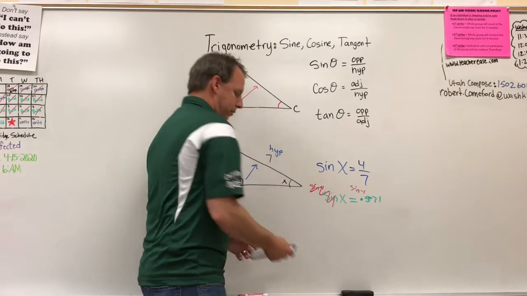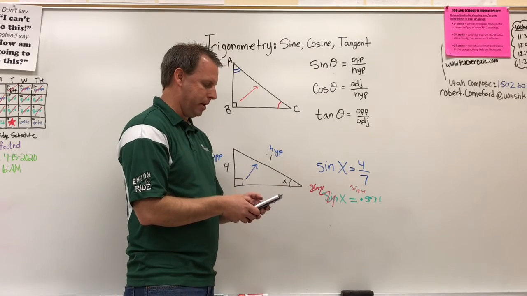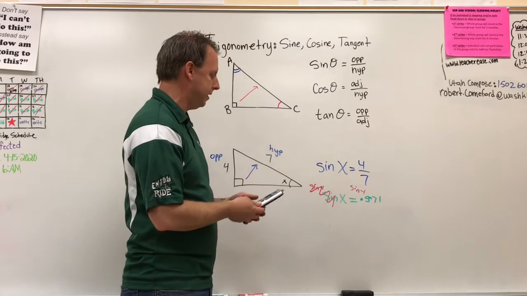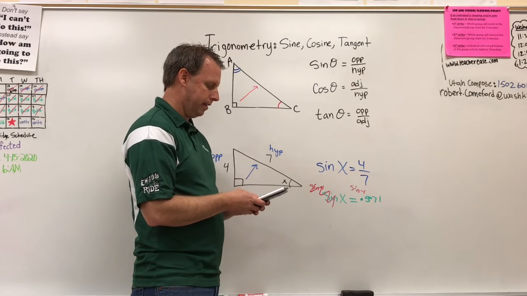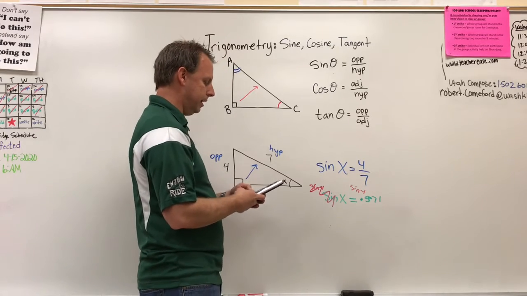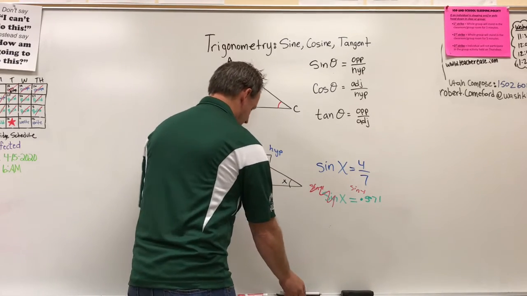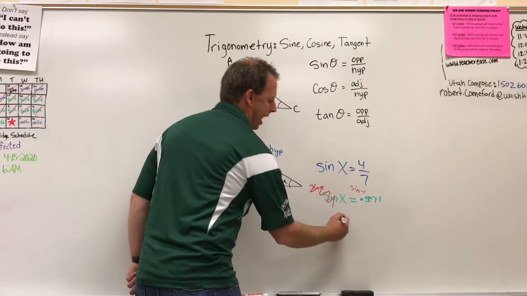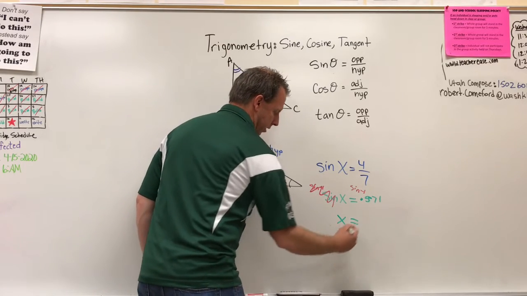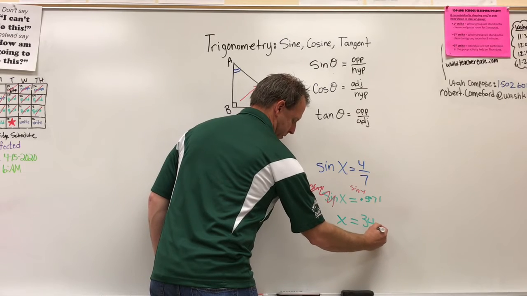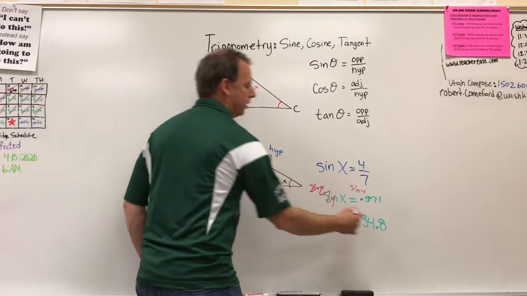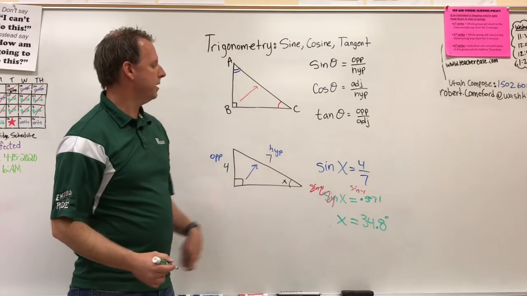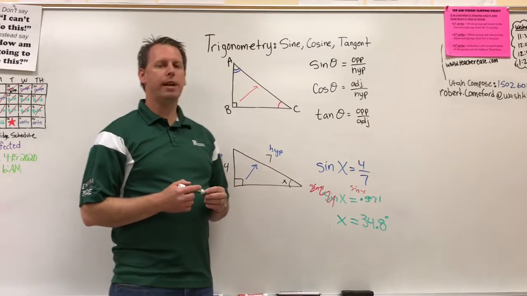So cool. I'm just going to take my calculator. I'm going to do the second button and then sine. So that's inverse sine of 0.571, and close those parentheses. And I get that x equals 34.8. Remember, that's the angle. It's in degrees. I've solved for my missing angle. This angle is 34.8 degrees.